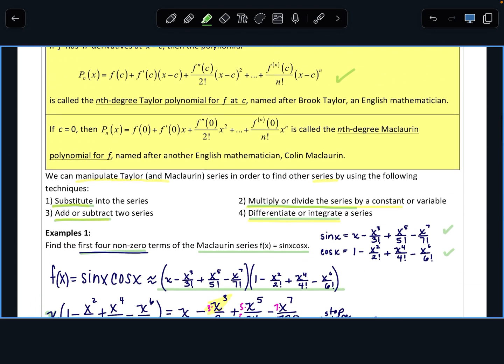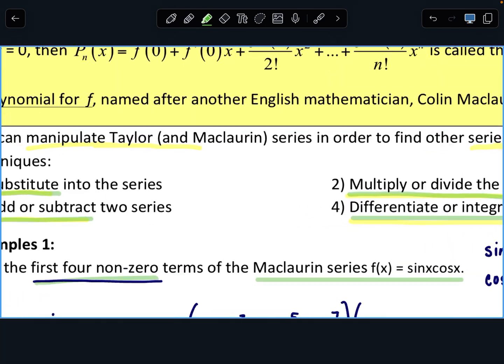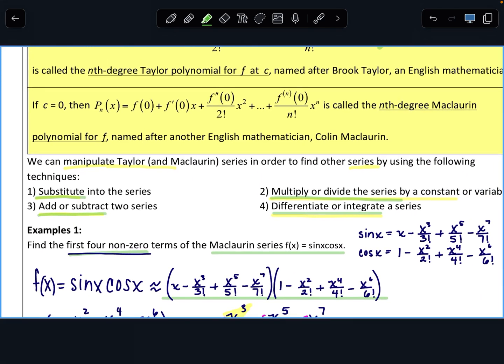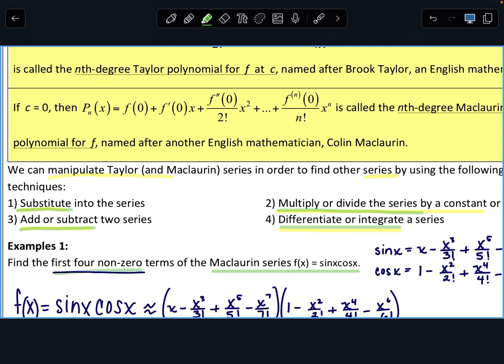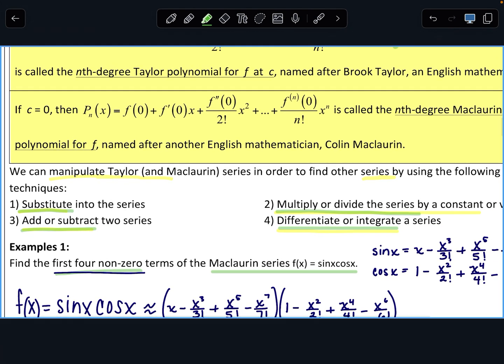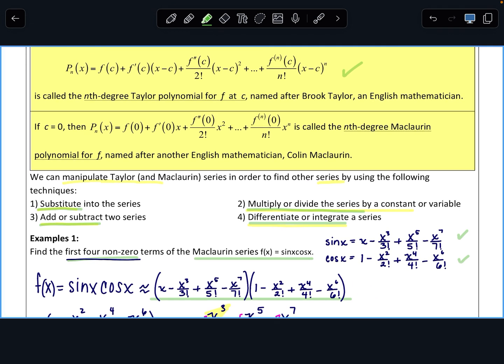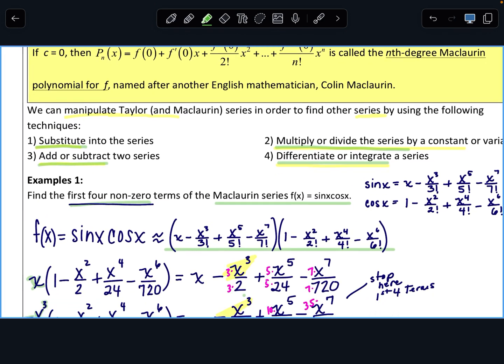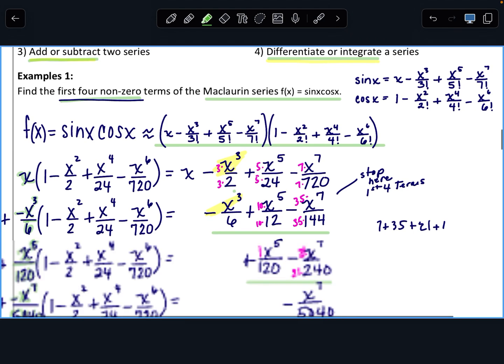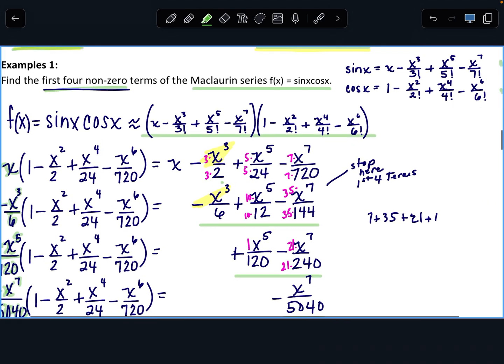So we can manipulate a Taylor and Maclaurin series in order to find this series by using the following methods: substituting, multiplying or dividing, adding or subtracting two series, differentiating or integrating a series, and multiplying or dividing the series by a constant or variable, but also multiplying a series by another series. So in this next example, I'm just going to go over it. We got through this in class.